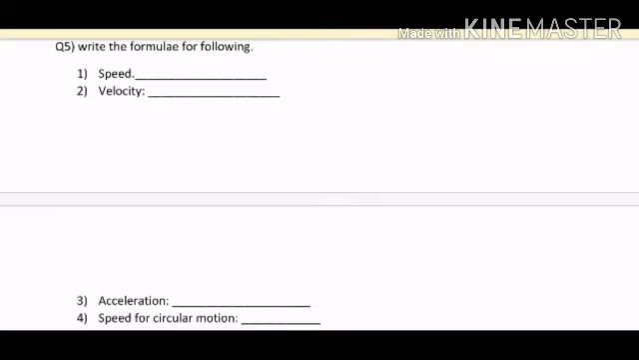Question number 5 is write the formula of the following. We have to write the formula of speed. Speed is nothing but distance upon time. Velocity. In speed we take distance and in velocity we take displacement. Next is acceleration. Acceleration is the rate of change of velocity. The final velocity minus initial velocity upon time. v minus u upon t.